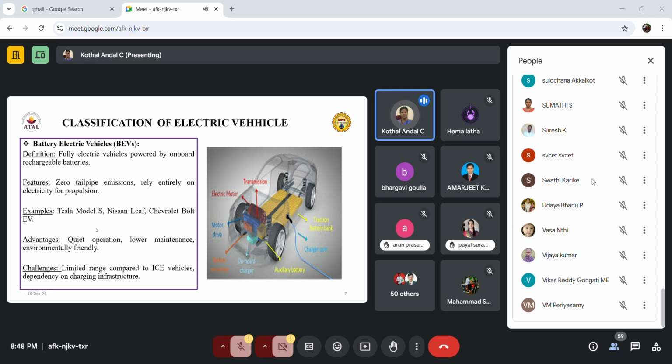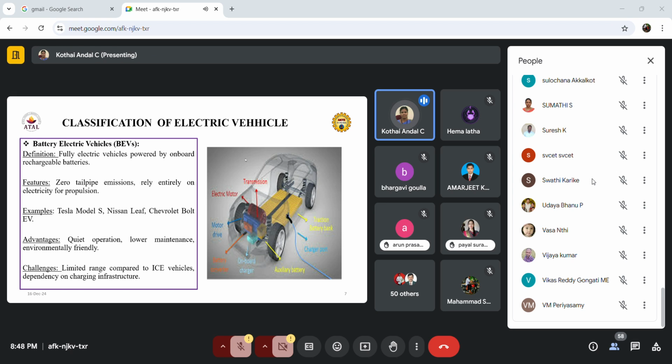So if we come to the battery electric vehicle, see here. The battery is a rechargeable battery. So this is what we are using nowadays, right? Generally, in major commercial and general purpose applications, it is the battery electric vehicle only. Here the vehicle is powered by onboard rechargeable batteries. Here there is no IC engine, it is a fully electric vehicle.